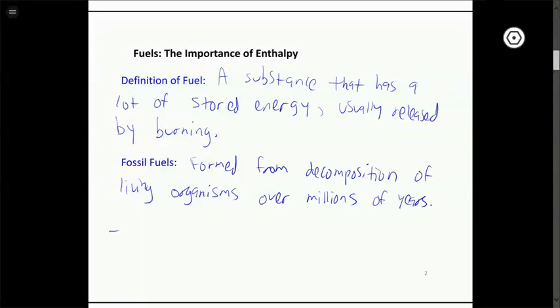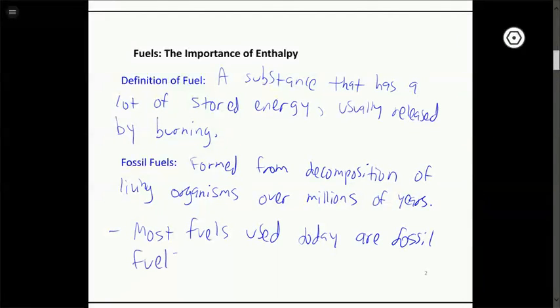So most of the fuels that we use today are fossil fuels, things that you're very familiar with, like gasoline, coal. We'll talk more in detail about some of these. These are all considered fossil fuels. And a lot of natural gas that we obtain naturally through fracking and other processes, that's also considered a fossil fuel because it was generated through those similar types of pathways.